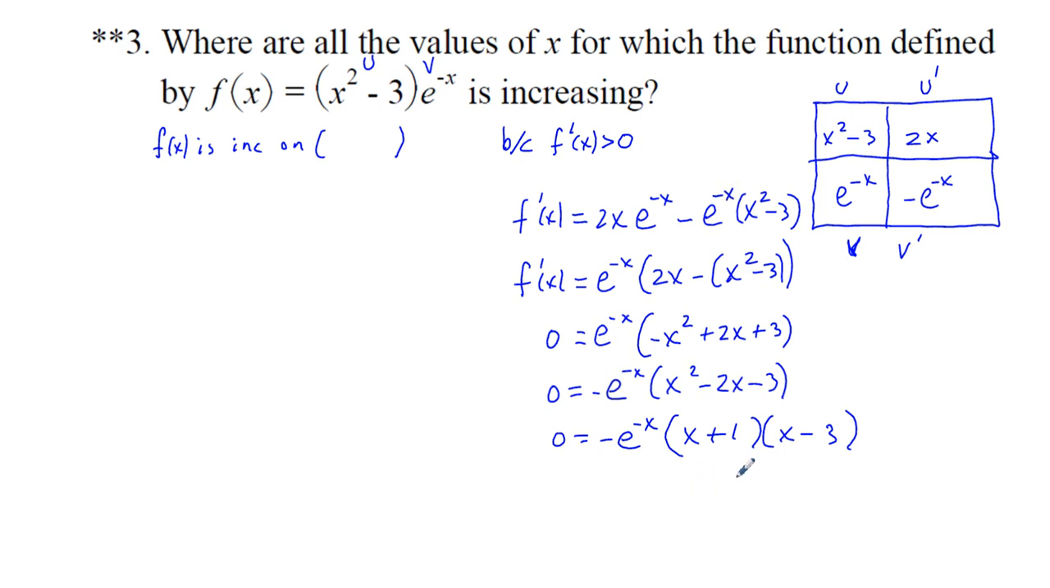So our critical numbers here are going to be, if we set negative e to the negative x power, we can't get this thing to be equal to 0. So we're not going to have a critical number based on negative e to the negative x power. So that can never be 0. But we know that x plus 1 gives us a 0 at x equals negative 1, and x minus 3 gives us a 0, x is equal to 3. So these are our critical numbers.